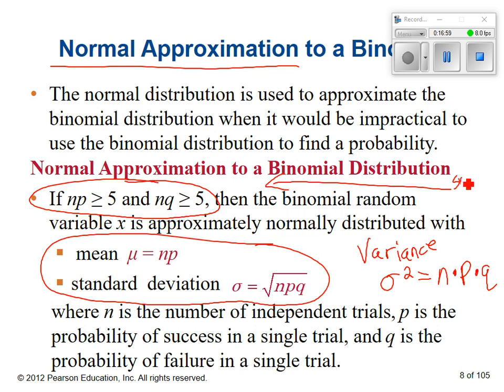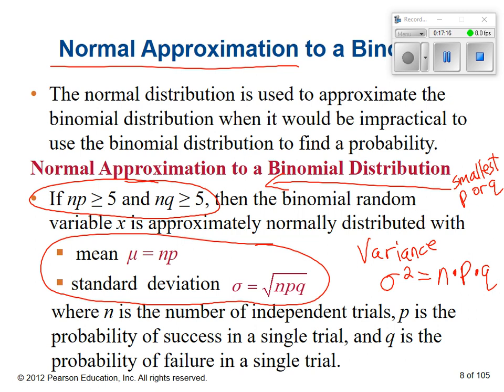Always take the smallest P or Q. Whichever one's the smallest, multiply that times your N. If that's bigger than 5, then both of them work. That makes sense?